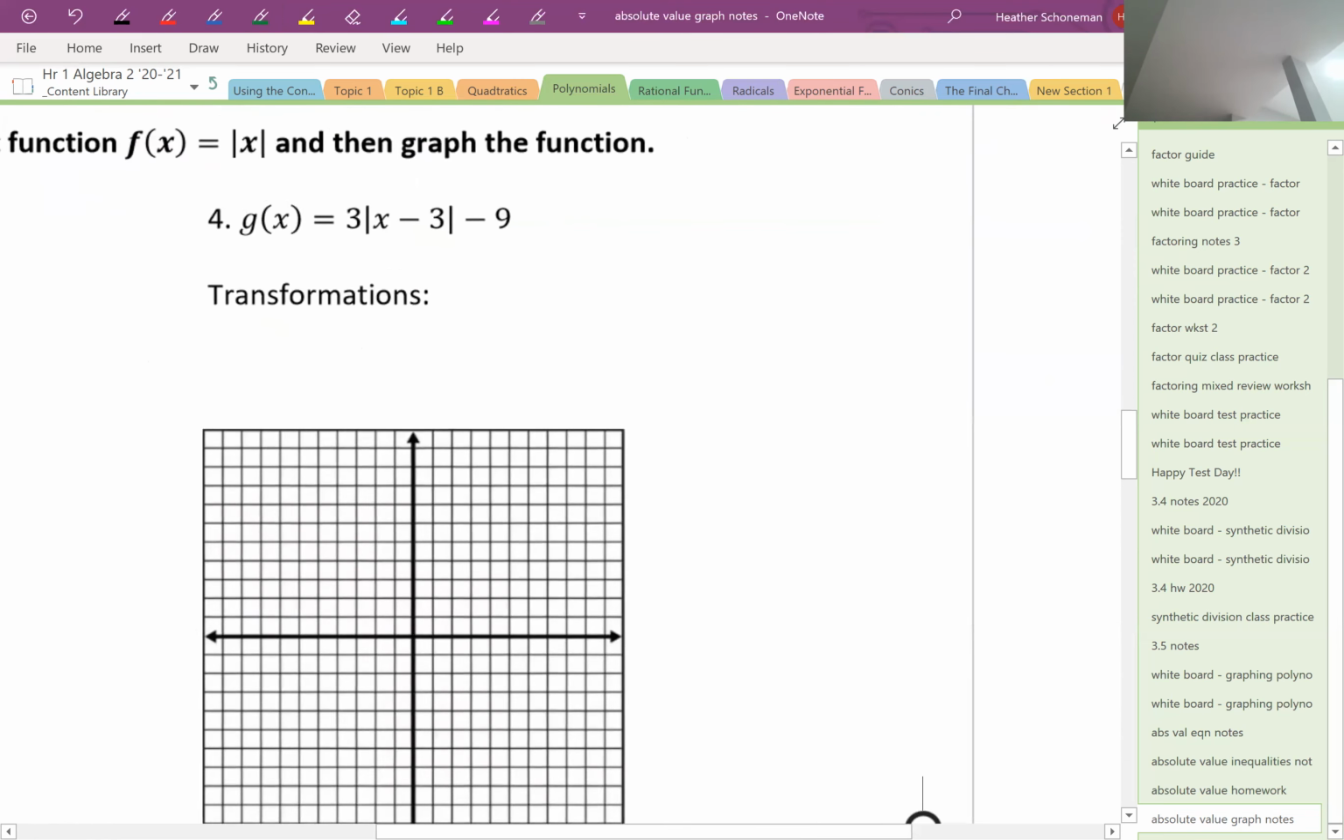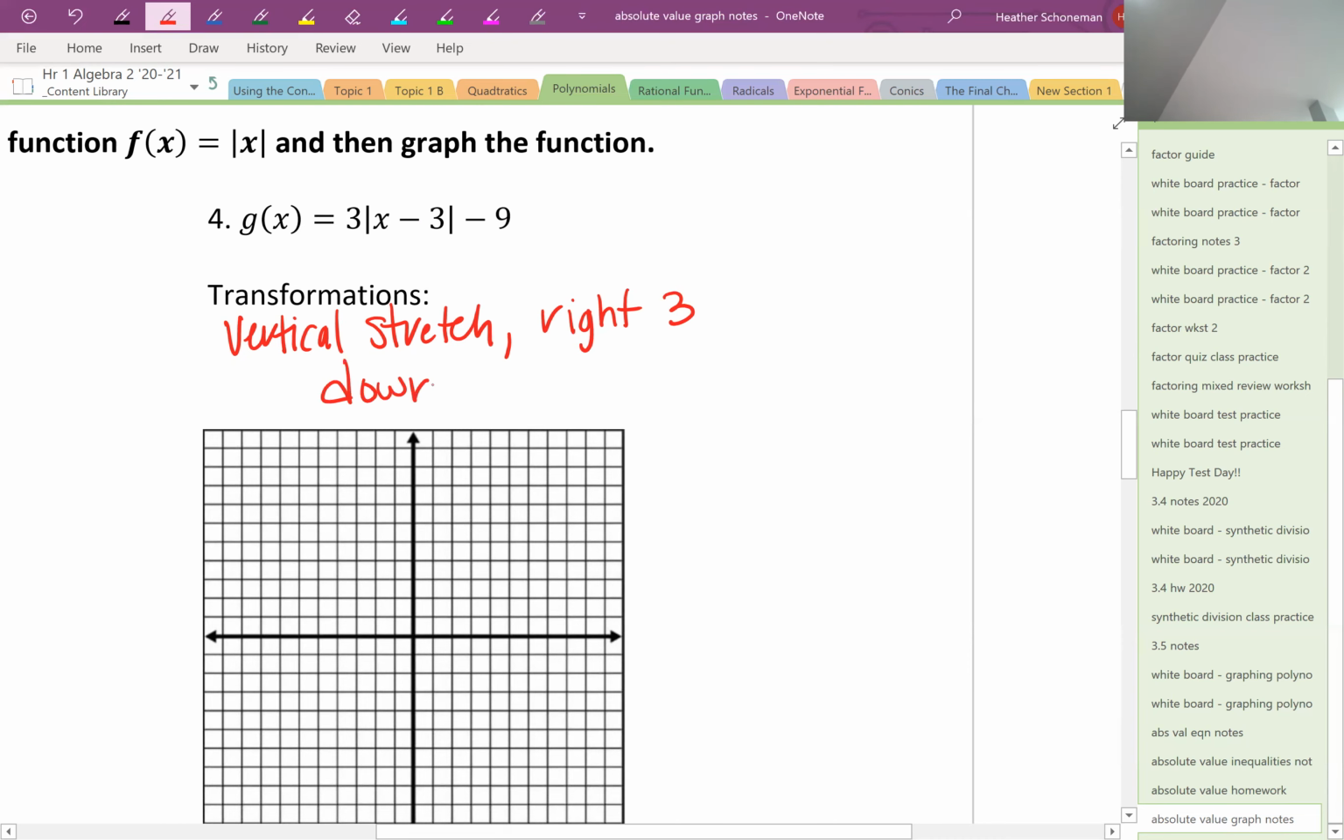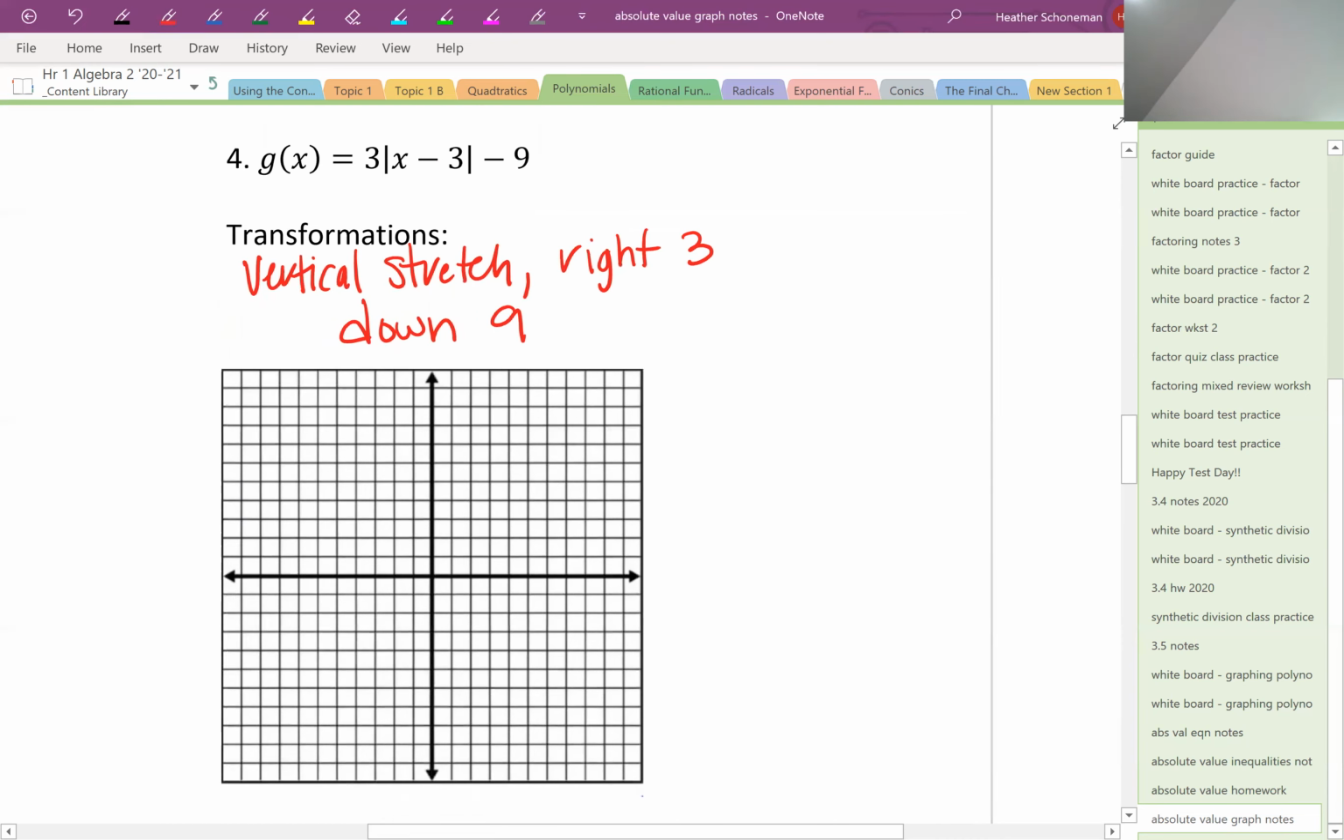Okay, let's look at number 4. The 3, because it's greater than 1, is a vertical stretch. The -3 inside is the opposite of the direction we think, so it's going to be right 3. And then the -9 is going to be down 9.